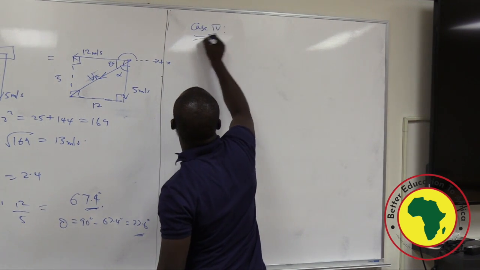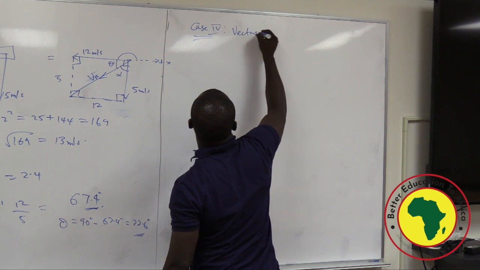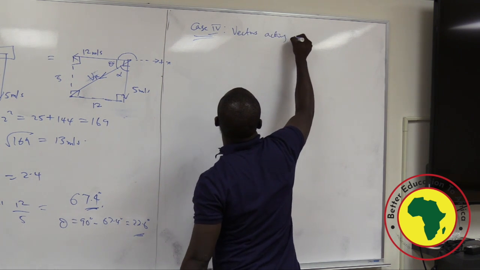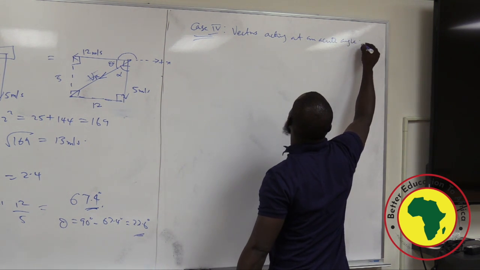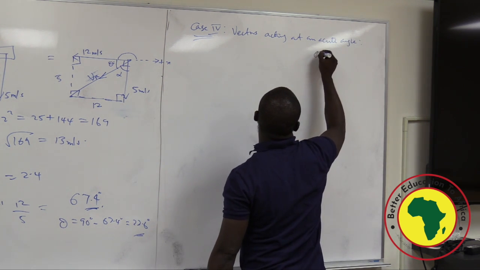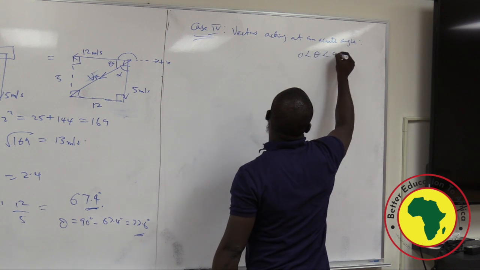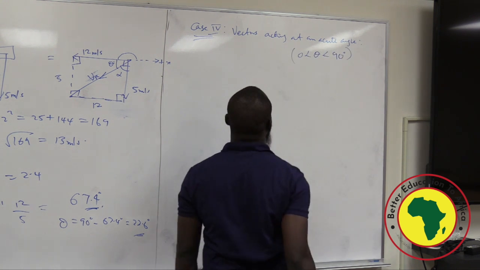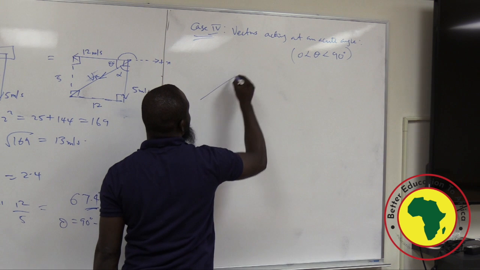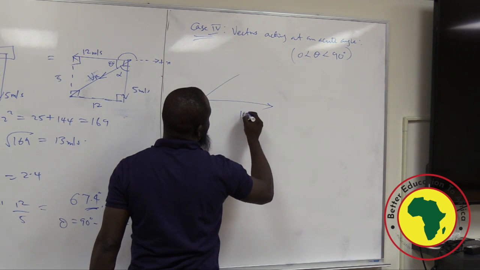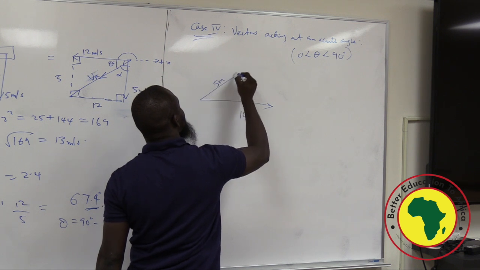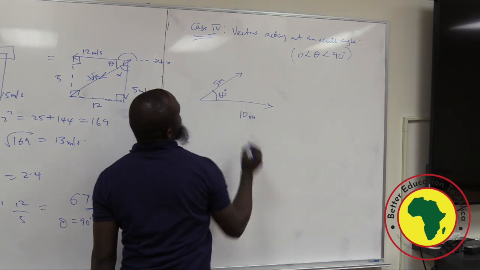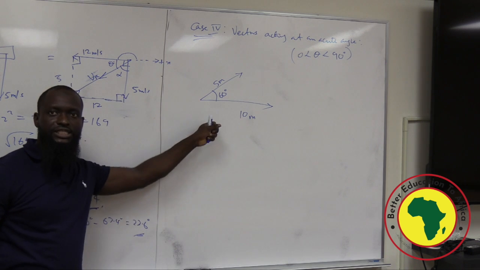Case 4, vectors acting at an acute angle. Acute angle means greater than 0 but less than 90 degrees. So for example, I have a 10 meter displacement, and here I have a 5 meter displacement at an angle of 60 degrees. So I say, what is the net displacement?